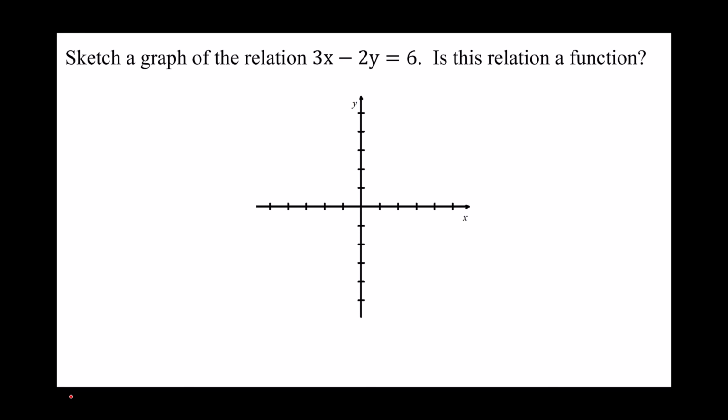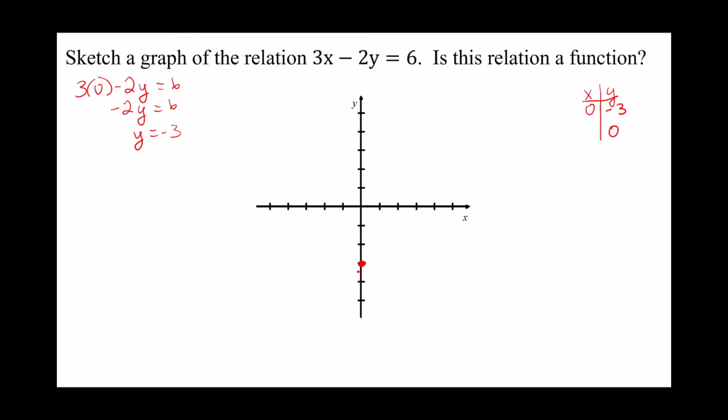Let's sketch the graph of 3x minus 2y equals 6 and decide if this is a function. To sketch a graph of a line in this form, I would probably find the intercepts. So if x equals 0, what's y? So if x is 0, I have 3 times 0 minus 2 times y equals 6. 3 times 0 is 0, so I have -2y equals 6. Divide by -2, and I get y is -3. So I have a point at (0, -3). I'm going to graph that right here.